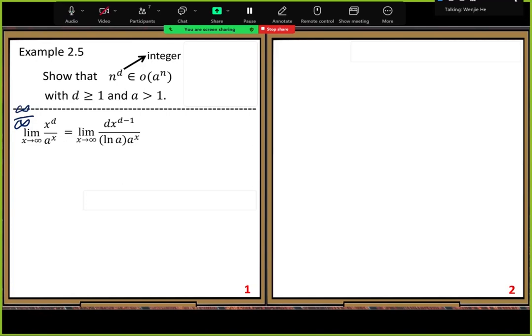Then we take the derivative. The derivative of the power function is d times x to the d minus 1. That's the derivative formula. So here we use the derivative of a power function formula, d times x to the d minus 1. Denominator, we did that before: natural log of a times the original exponential function a to the x.